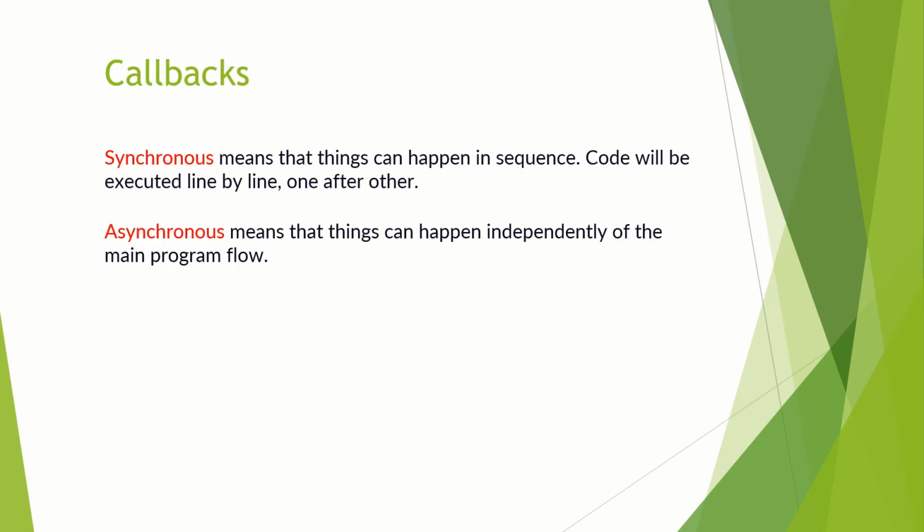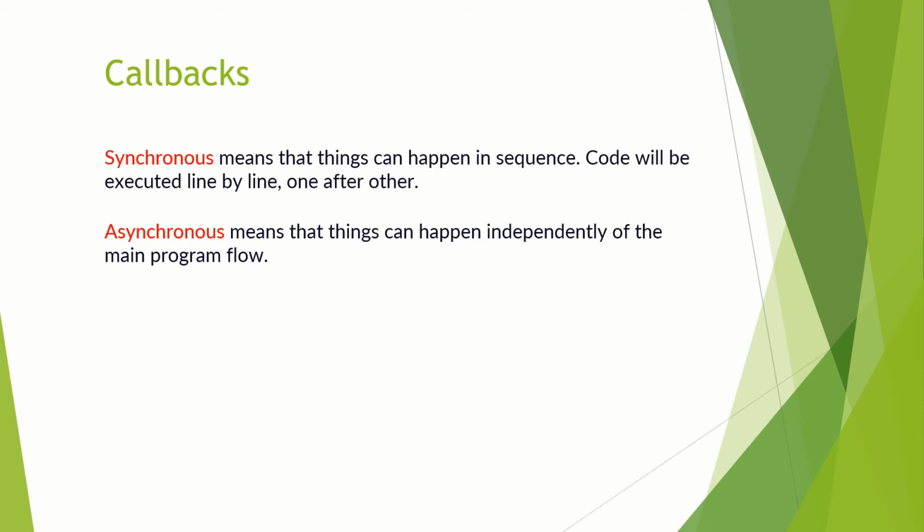Let's check the callback. Before starting callback, you should have an idea about synchronous and asynchronous behavior. JavaScript by default is synchronous. It has only one single thread to execute our program. Synchronous means that things happen in sequence. Code will be executed line by line, one after another. So in JavaScript we cannot have multiple threads to perform multiple tasks at the same time. Asynchronous means that all things happen independently of the main program flow. It means we can perform multiple tasks at the same time.